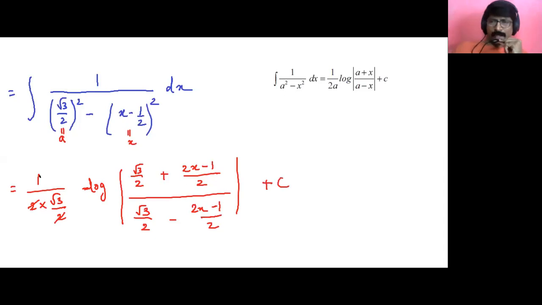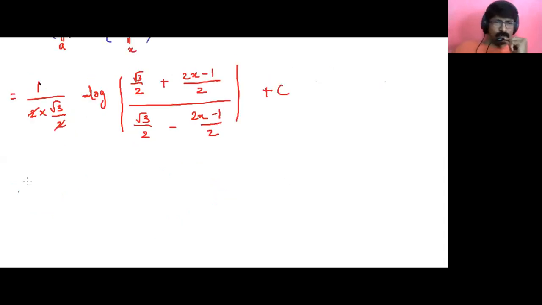And now you can further simplify this, guys. How to do that simplification? I'll just choose another color. So 1 upon root 3 baaki bacha hua hai yahan par log of mod of, dekho yahan par dono jagah pe denominator 2 hai to we can cancel that. So it will become 2x plus root 3 minus 1 plus root 3 minus 1, and the denominator it will become 2x. Oh, that's negative 2x.